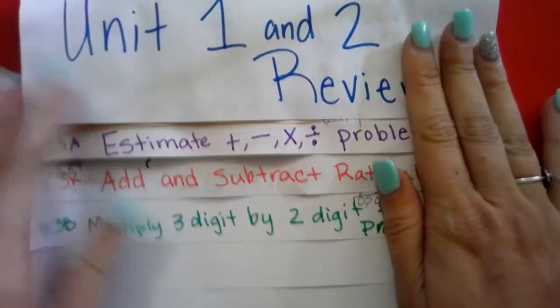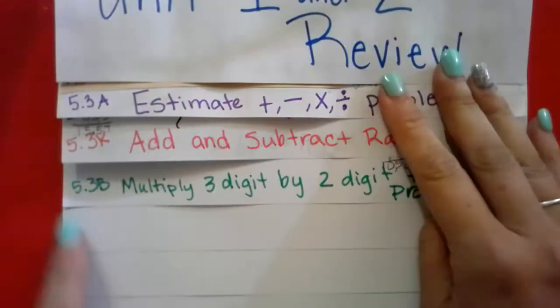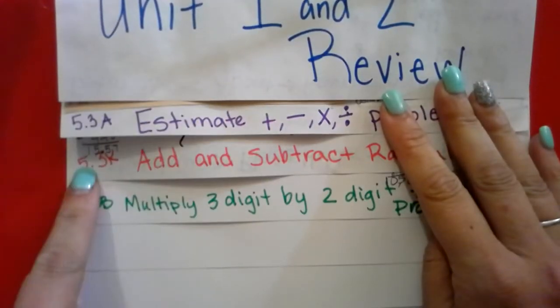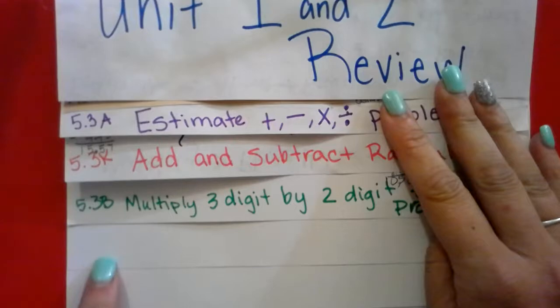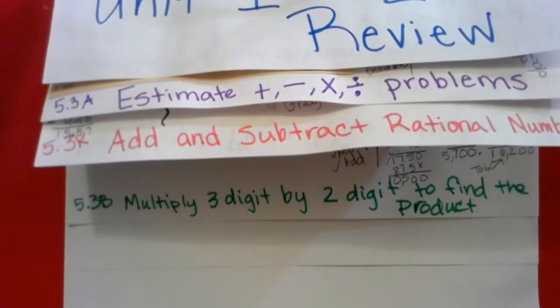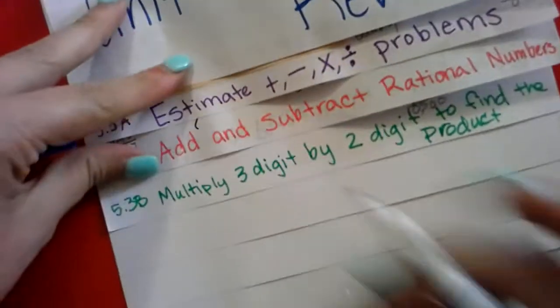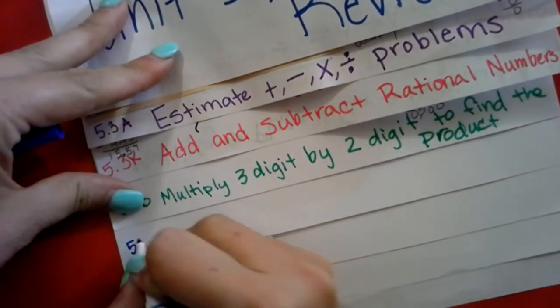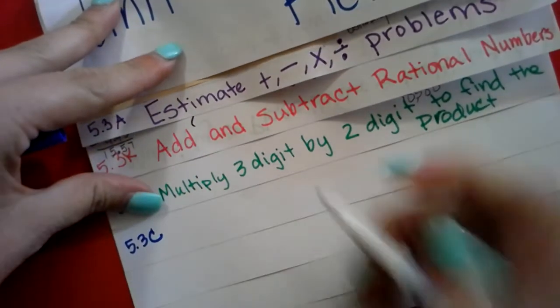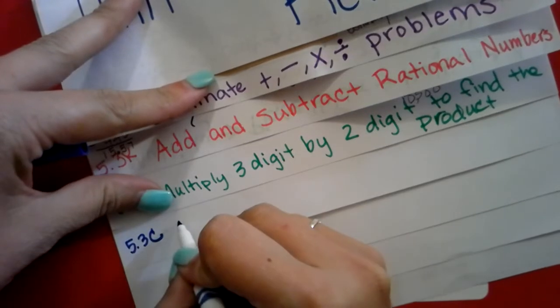All right, and we're on our unit review. So we have done 5.3a, 5.3k, 5.3b, and now I would like you to move on to 5.3c. On your next tab, you are labeling it 5.3c, which is to divide to find the quotient.